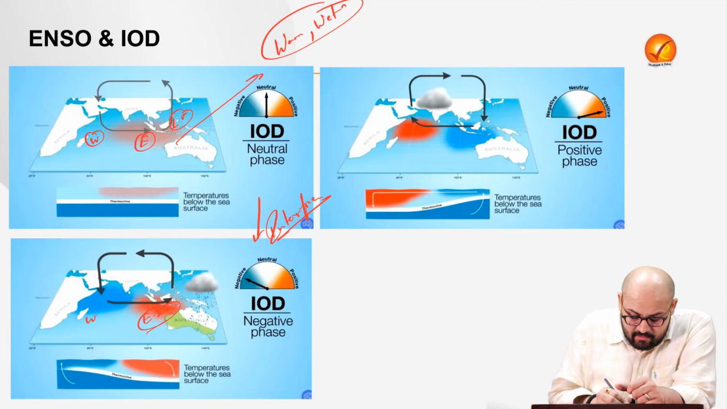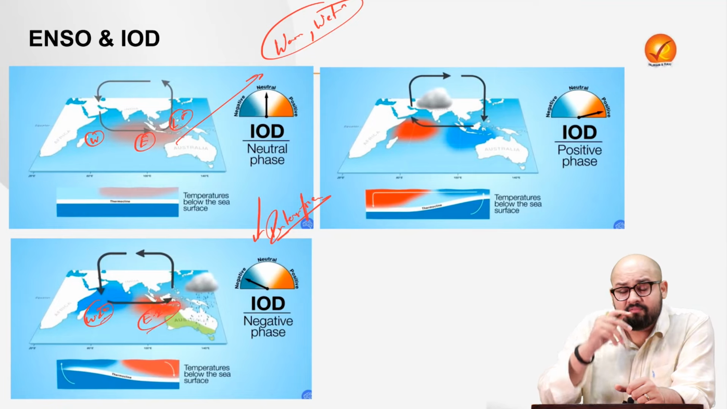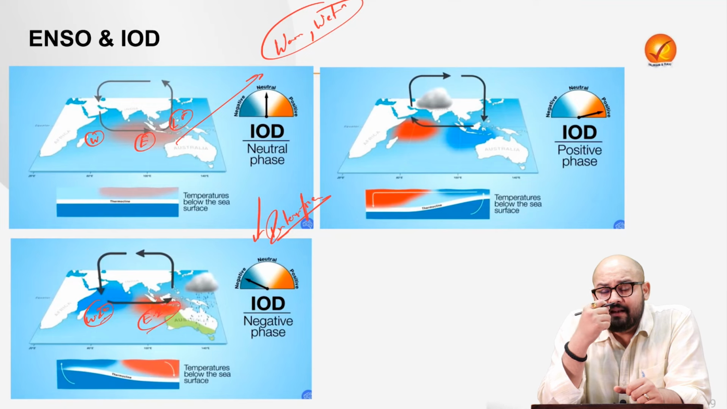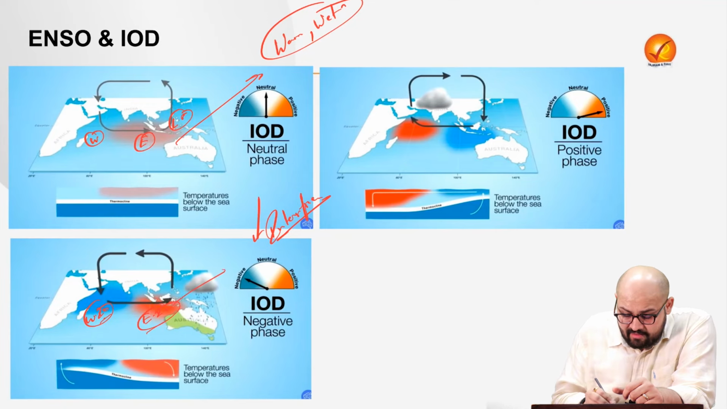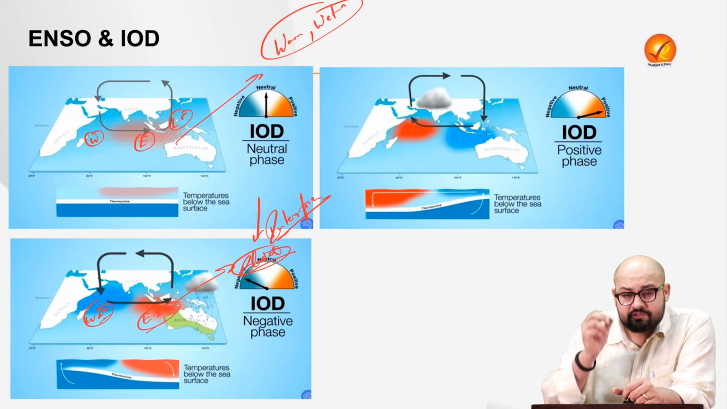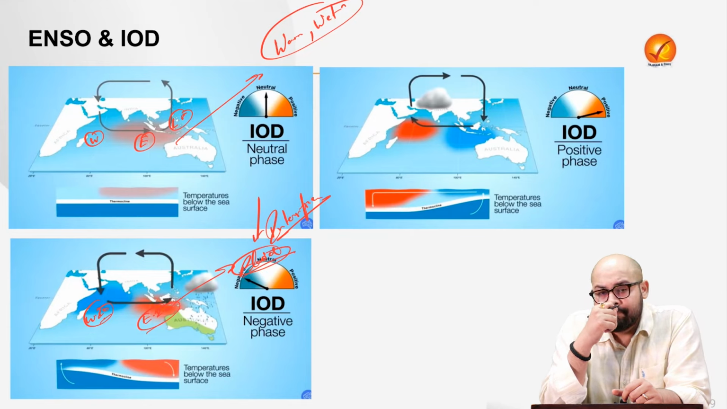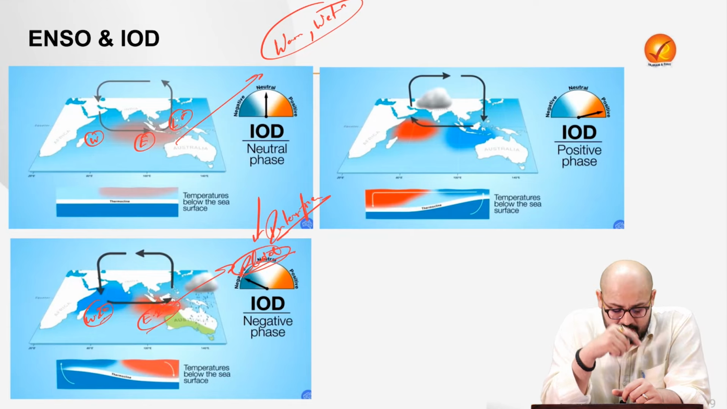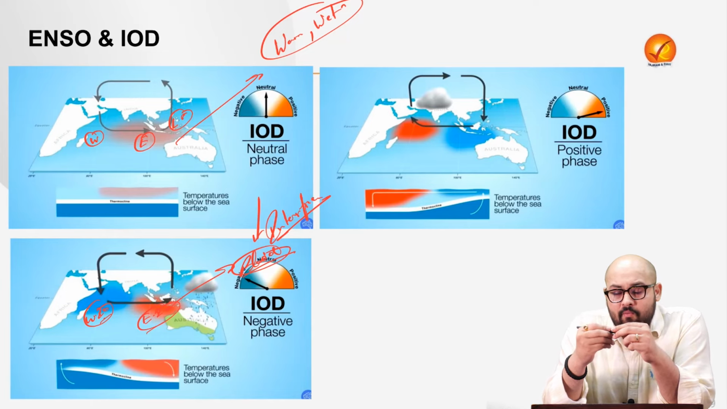And the Western Indian Ocean becomes relatively very cold, and thus it can lead to a situation where you have got flood-like situations in northern Australia, Indonesia and Southeast Asia, and you can have drought-like conditions in India, right? Now, what is the next phase?